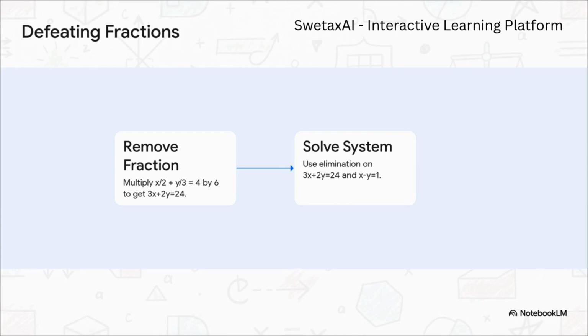Let's look at step 1. We have x over 2 plus y over 3 equals 4. To remove those denominators of 2 and 3, we just find their common multiple, which is 6, and multiply the entire equation by 6. Suddenly, poof, the complex fraction transforms into a nice clean 3x plus 2y equals 24. From there, step 2 is just applying the elimination or substitution tools we've already learned, alongside our second equation, x minus y equals 1. And hey, don't panic if your final answers turn out to be fractions themselves, like 26 over 5. Just trust the process.